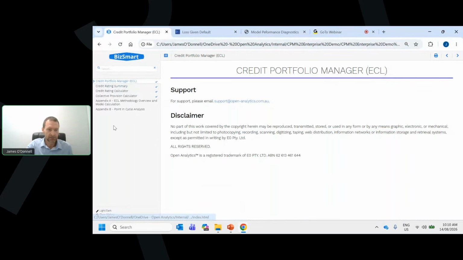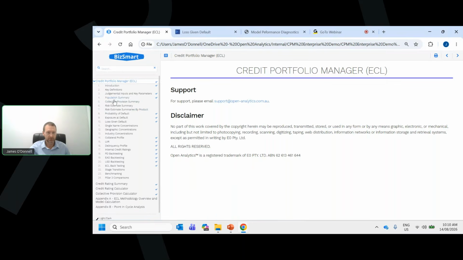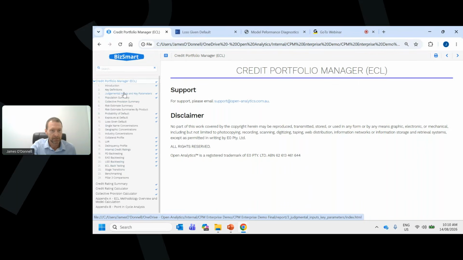Okay, so this is what the solution looks like. The output that the user sees is a web-based report. So I'll start with the credit portfolio manager tab. This is the standard CPM product that really covers that provisioning side. You can see there's a lot of pages here, so I won't have time to show you all of them. I'll pick out a few key ones.